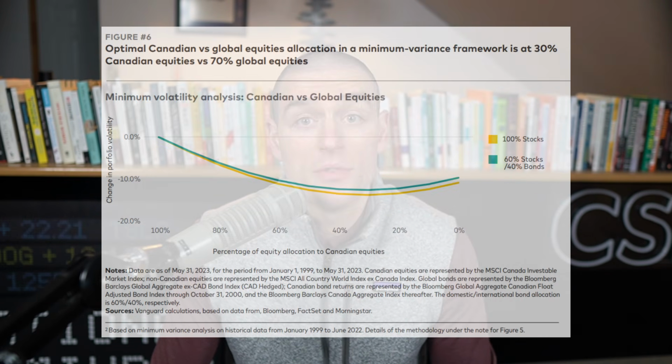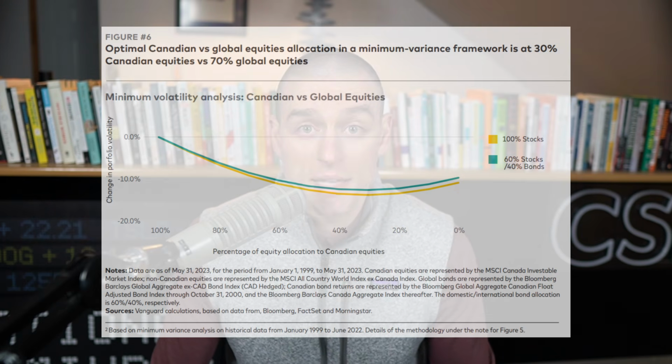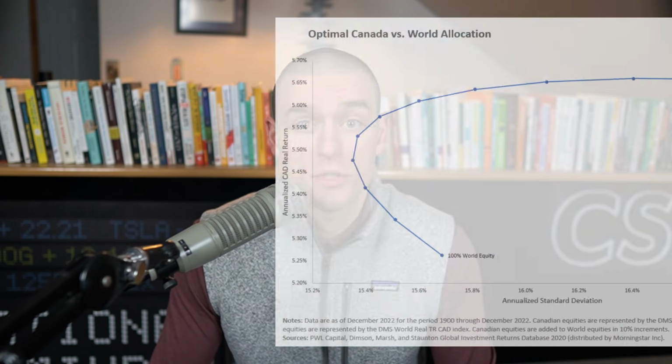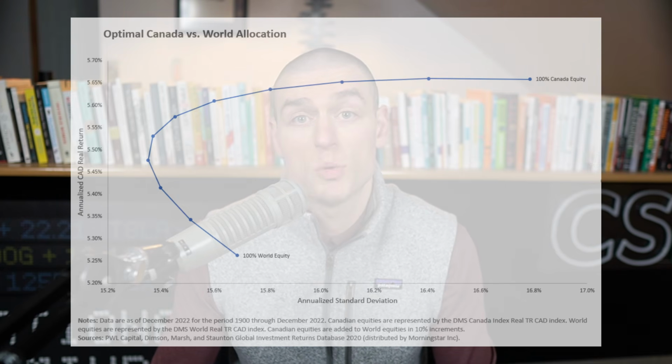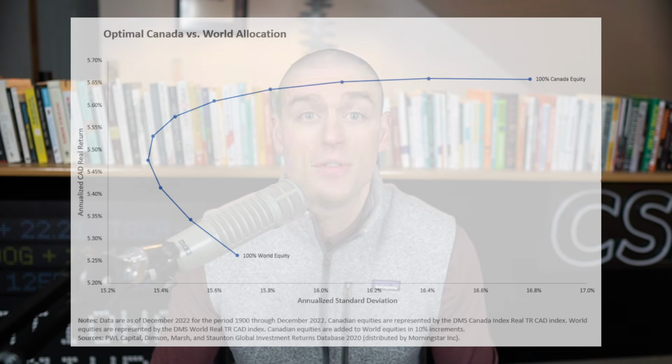I do have 2 more research findings to share. Vanguard looked at optimal home country allocations using minimum variance analysis for Canadian investors in a 2023 paper, using data from 1999 through May 2023, and they found that a 30% allocation to Canadian stocks was optimal. I looked at Canadian dollar real returns for global portfolios with various allocations to Canadian stocks from 1900 through 2022, and similarly found that an allocation to Canada between 30 and 40% produced the best risk-adjusted returns.